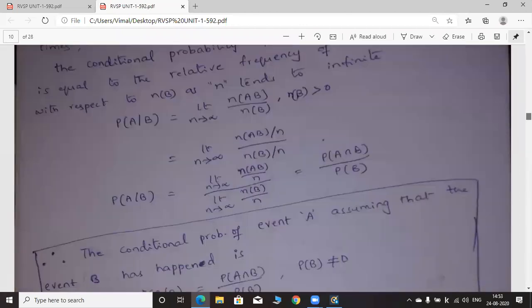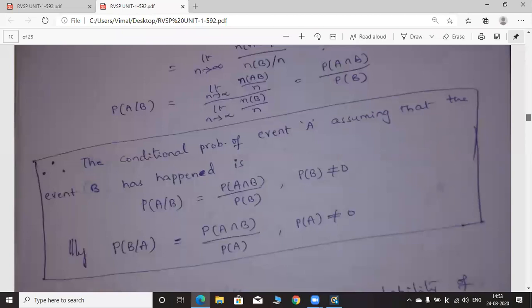The definition is given for you and the formula is written in the box. Probability of A given B. This slash can be called as given. This is a technical term. You are not supposed to call this a slash or by. Okay, don't call it like that. This can be pronounced as probability of A given B is equal to probability of A intersection B by probability of B. This is the formula for calculating probability of A given B, the conditional probability.